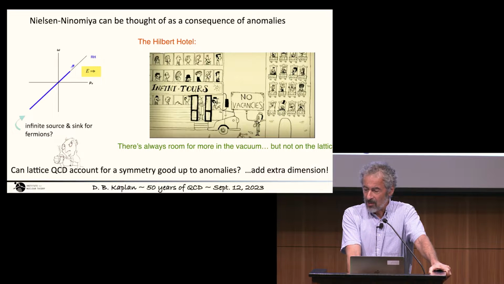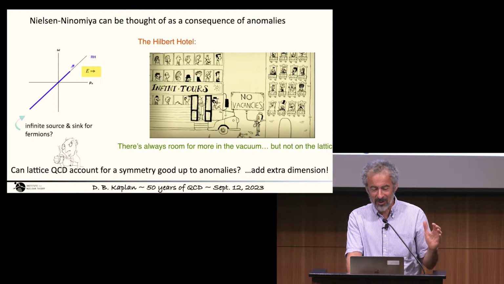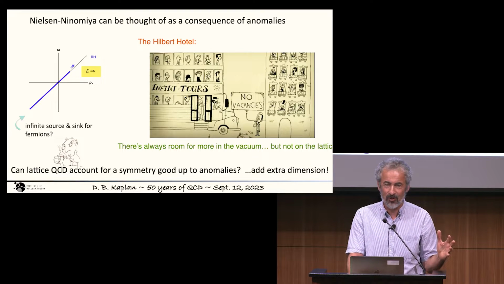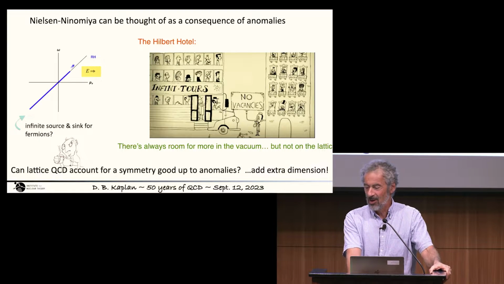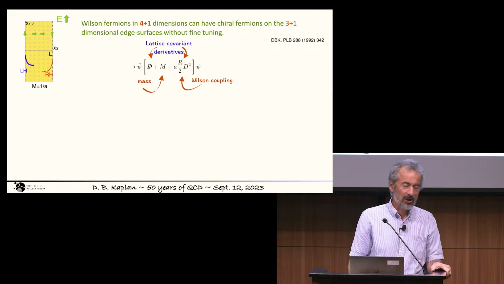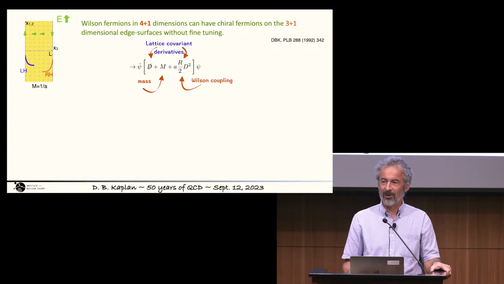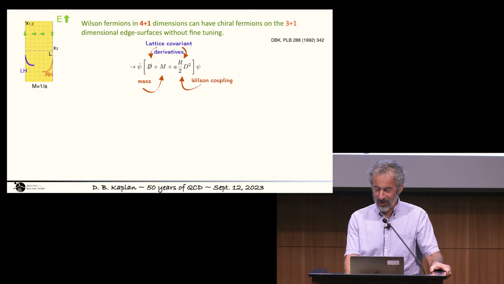So my question then was, is it possible to have a lattice symmetry that keeps the good properties of chiral symmetry, namely no multiplicative and no additive mass renormalization, but still has the anomaly? And the answer seemed to be to add an extra dimension. So the idea was just basically take the Callan-Harvey picture, put it on a finite lattice. And I first did it with naive fermions, and I found that instead of having 2 to the 4th fermions, I now had 2 to the 5th fermions. So the doubling problem just got worse.